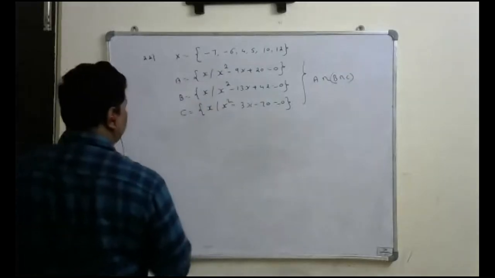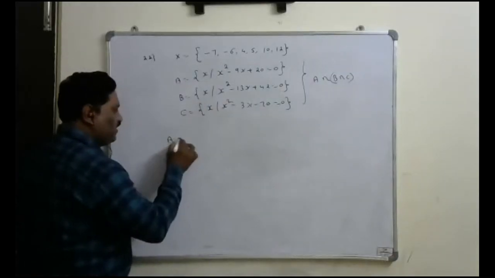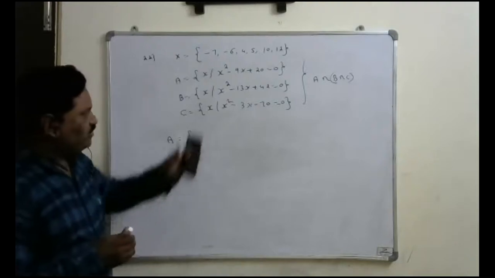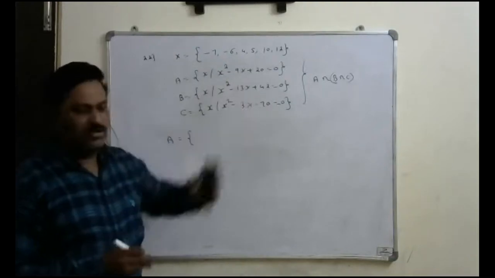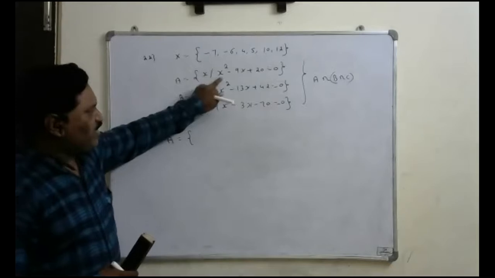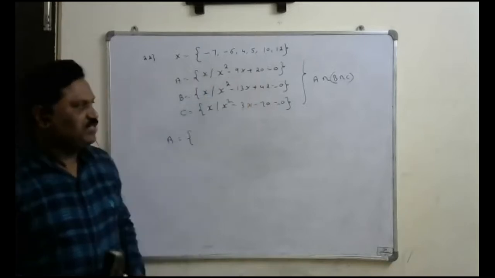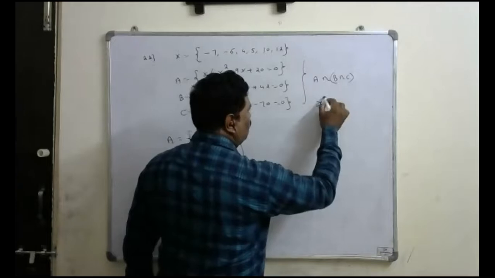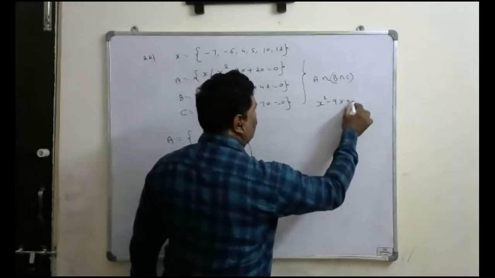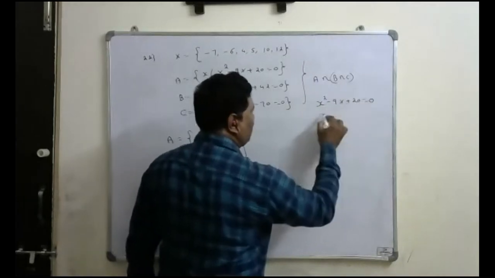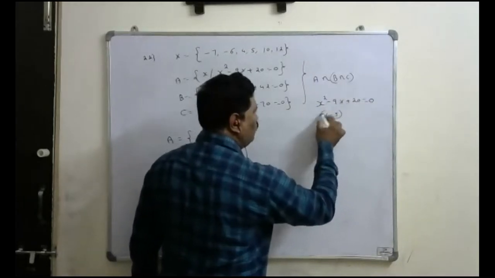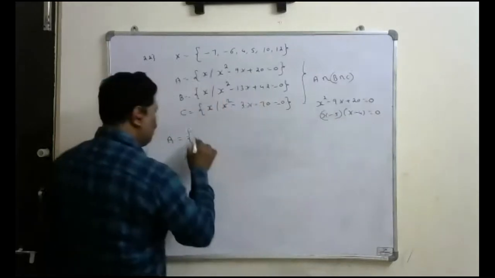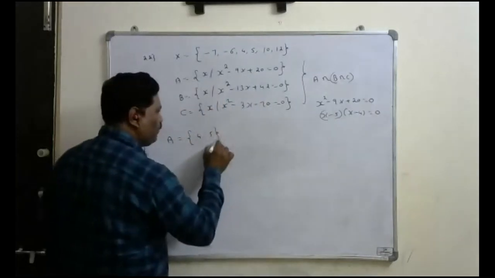Just observe that. Set A is given. Set A is equal to the roots of this quadratic equation, x squared minus 9x plus 20 equal to 0. Observe this quadratic equation. Tell me what are the factors of it? 5 and 4. Means this is (x minus 5) into (x minus 4) is equal to 0. Therefore, the roots are 4, 5.